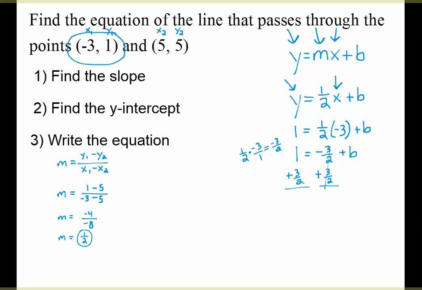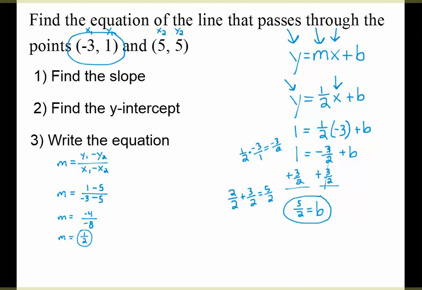And this would cancel out. And I'm going to get b equals, and you might be tempted to say 1 plus 3/2, but that's kind of an awkward fraction. So you might want to rewrite your 1 as something over 2. And we know that 1 is the same as 2 over 2. So really what we're saying is 2/2 plus 3/2, which is 5/2. So b is 5/2. It's also 2.5.